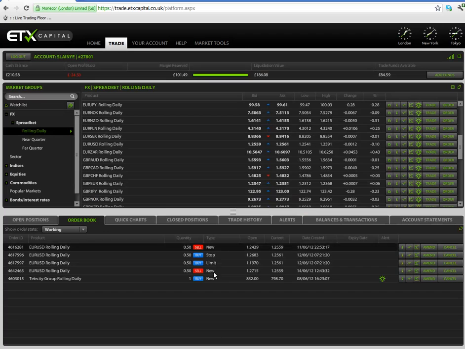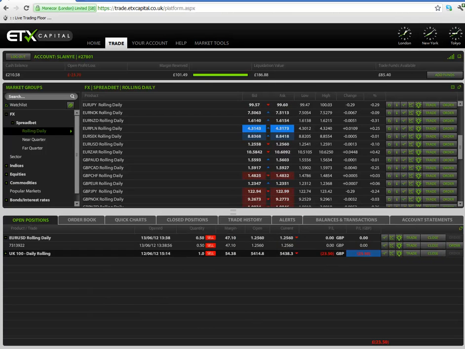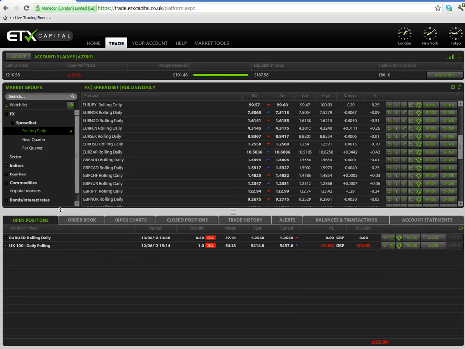So once you have been triggered into the trade, as an open position, you can click on the close button, and you can close that trade. So you are capable of doing that.